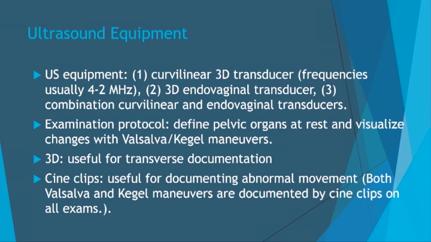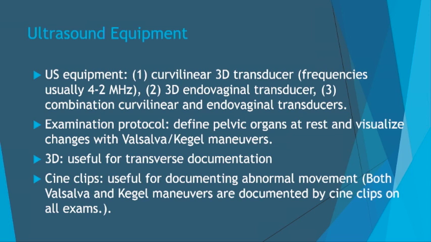Any examination protocol should include not only documenting the organs at rest, but they should also be documented with the patient performing Kegel and Valsalva maneuvers. As noted again by Dr. Pretorius, 3D imaging is really important in this evaluation. And the reason for that is because it's that transverse or oblique coronal image, which is really the key image that we need in order to evaluate the type of surgery which has been done in these patients.